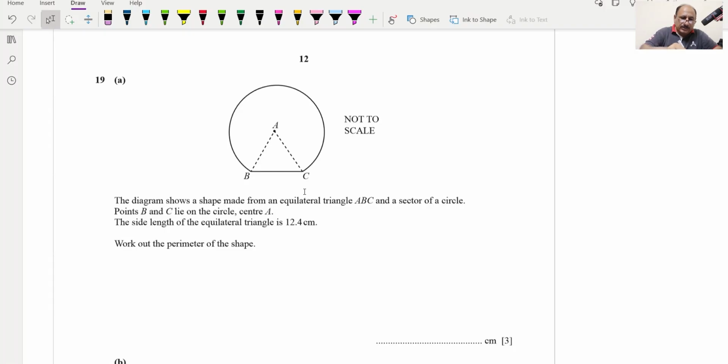Question number 19, diagram is provided which is not to scale. 19a part, the diagram shows a shape made from an equilateral triangle ABC. Equilateral triangle means all three angles are equal. Angles are equal, so this will be 60 degrees, so the remaining angle, this one, will be 300. This is the information we got so far.